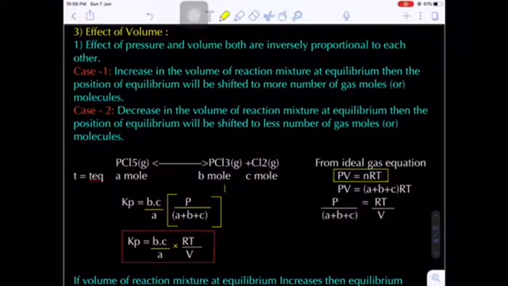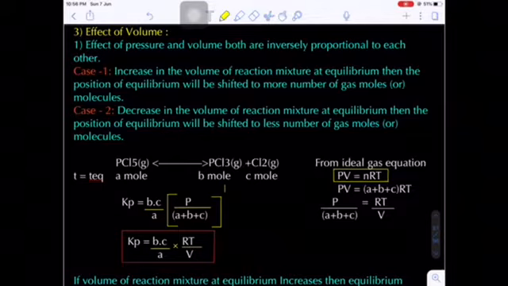Hello students. In the last lecture we completed the factors affecting the position of equilibrium. Number 1, concentration, the effect of change of concentration. Number 2, the effect of change of pressure.